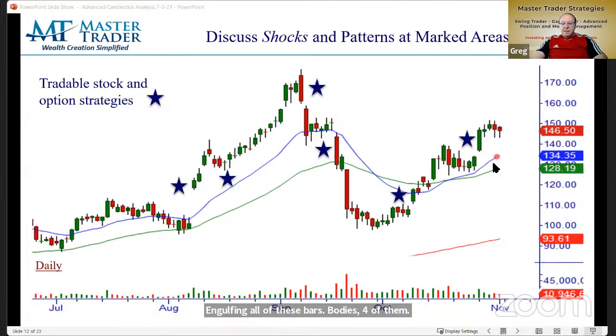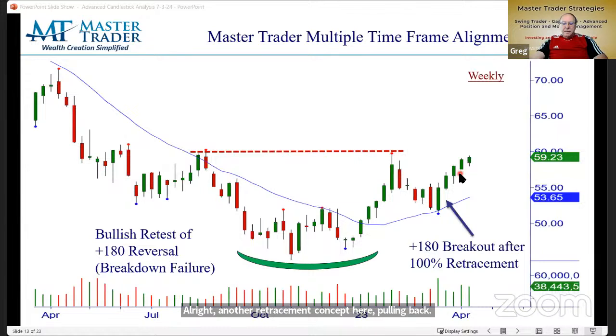All right, another retracement concept here, pulling back into this support area and the moving averages. So some more slides. Right. Look, here's a big drop.